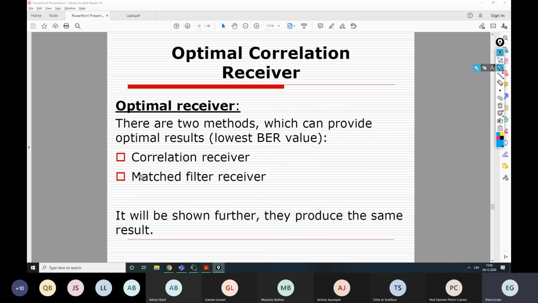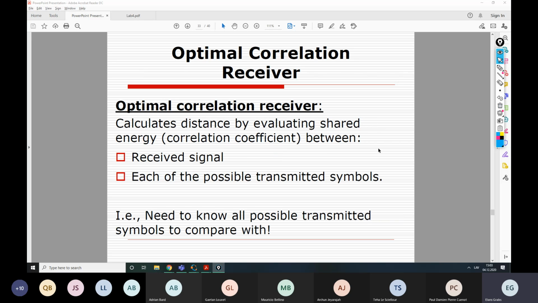So today we will talk about correlation receiver. However, they are actually almost the same thing. And of course, they are both optimal, meaning that there is no such thing as this correlation receiver will give us better results than this matched filter receiver. No, they will produce exactly the same result. So basically, they are both equally effective. However, the difficulties can be in implementing each of them. So we'll today talk about correlation receiver, and then we'll talk about matched receiver next week.